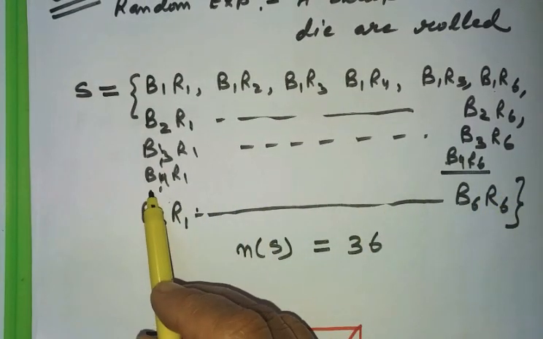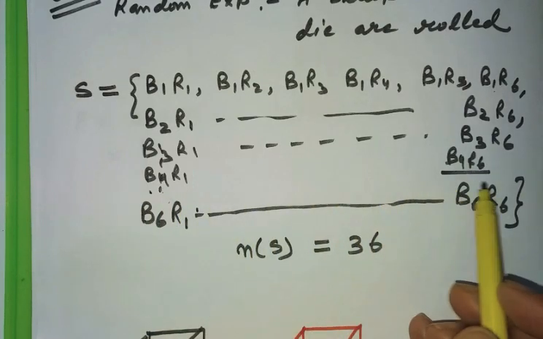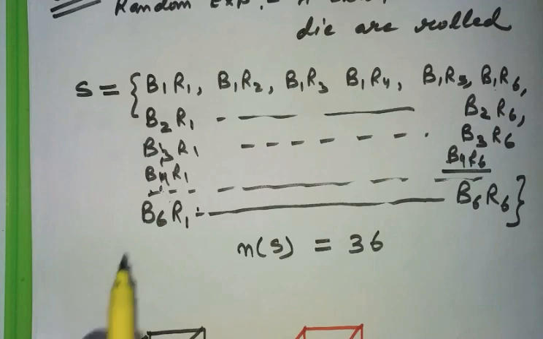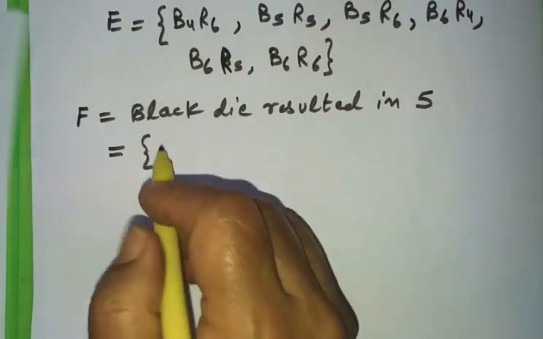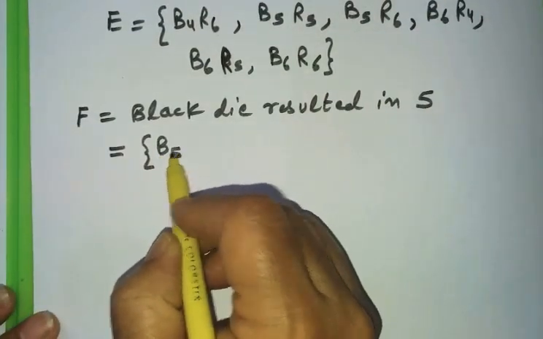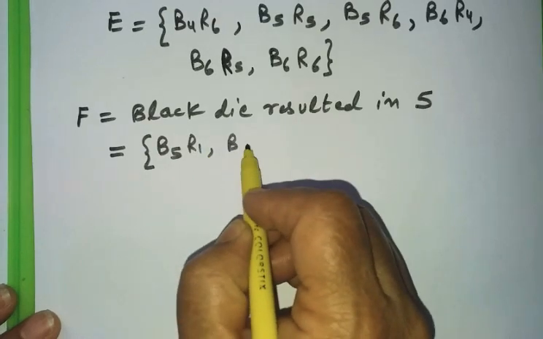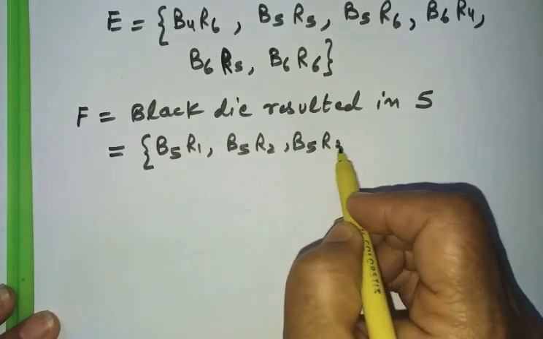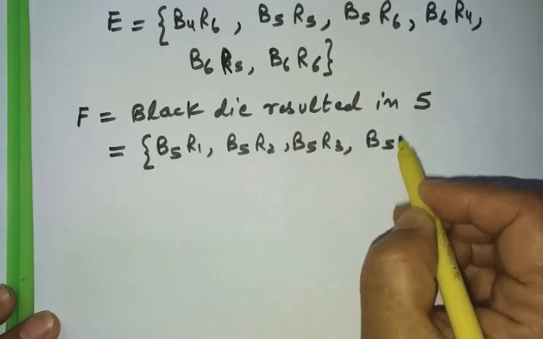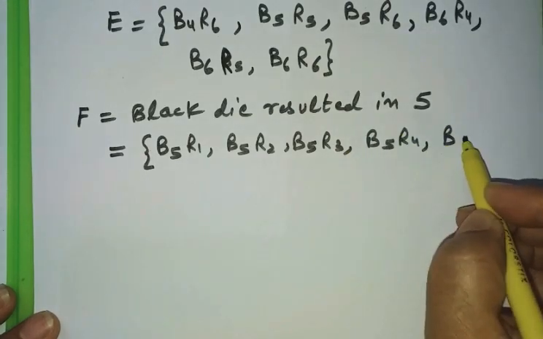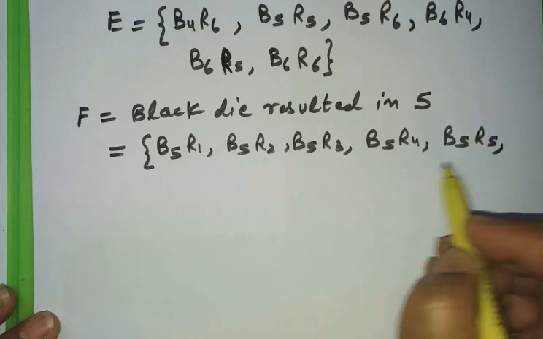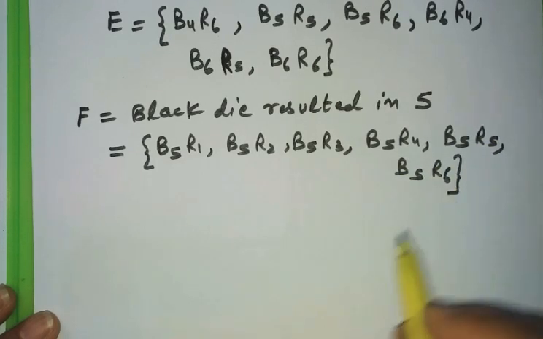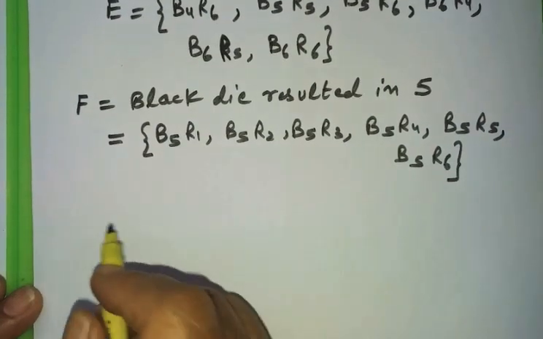So I think the line of B5 R1 to B5 R6 is represented by this dotted line. It is not written here, but it is there. So B5 R1, B5 R2, B5 R3, B5 R4, B5 R5 and B5 R6. These are the 6 elements in set F.